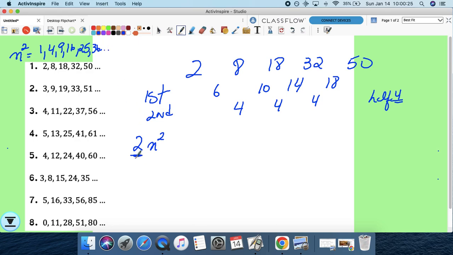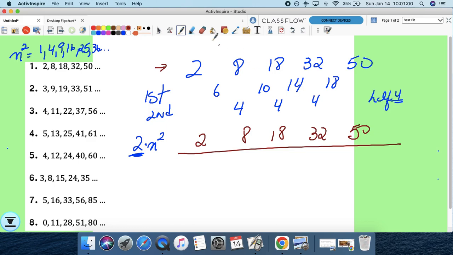Right? Now, 2 times n squared would be that particular sequence, but just double it, right? So 1 squared is 1, times 2 is 2, 2 squared is 4, times 2 is 8, 3 squared is 9, times 2 is 18, 4 squared is 16. Well, notice that it looks like the original sequence that we had, right? So 5 squared is 25 times 2.